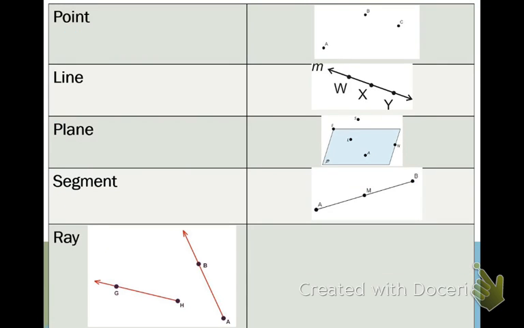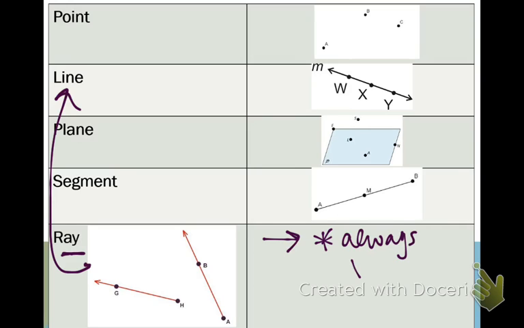The last is a ray. So rays are very particular. Again, they fall under the category of a type of line. You use 2 letters and this symbol. This symbol will always point to the right.